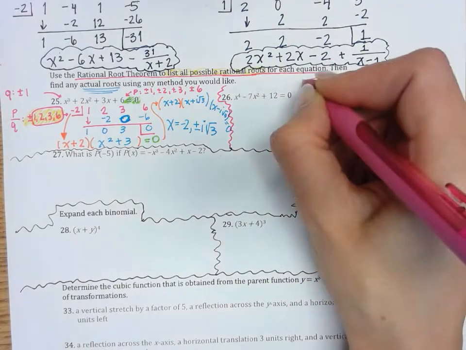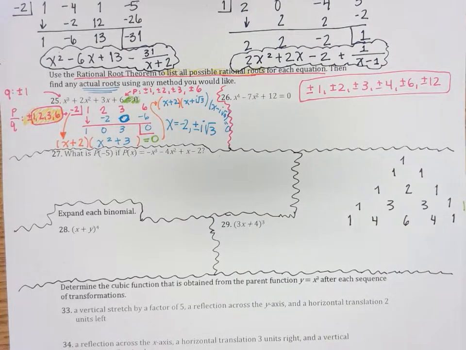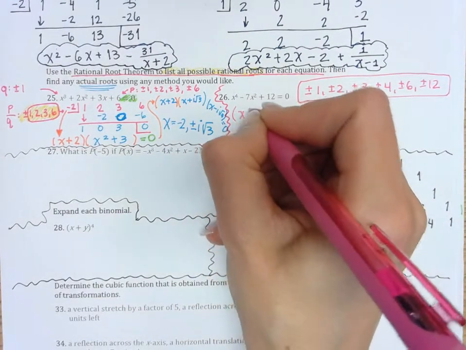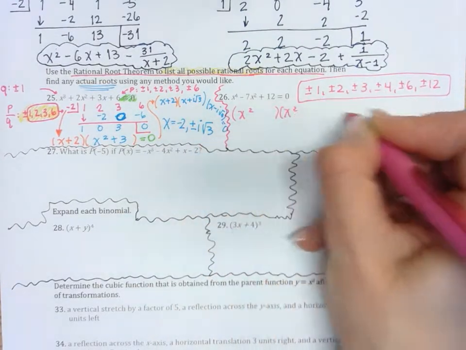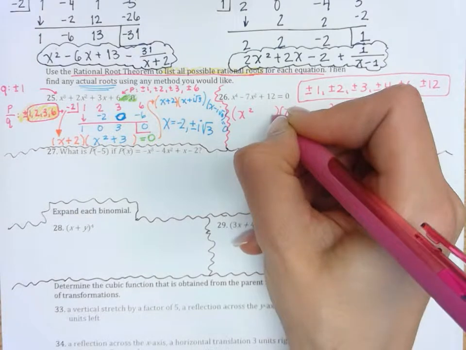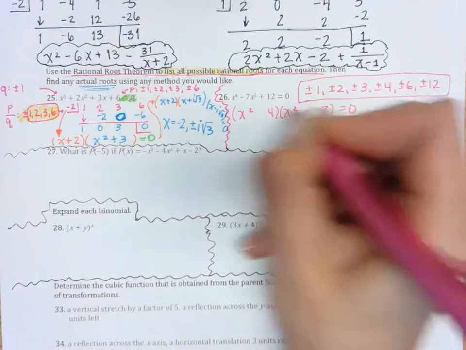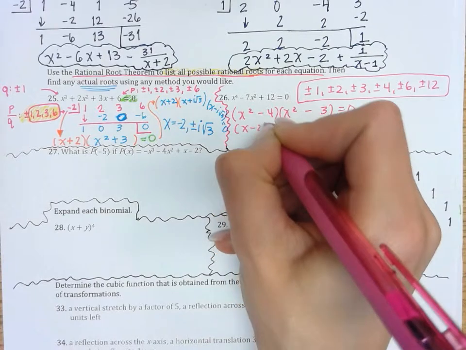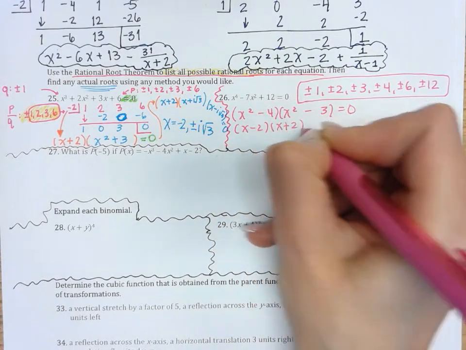But it says solve using any method you'd like. Okay, I'm not going to use synthetic this time. Quadratic style, I'm going to factor it. But instead of x squared and x squared, 12 is 4 and 3, minus, minus. Keep factoring. X minus 2, x plus 2. That means I have positive and negative 2 as roots.